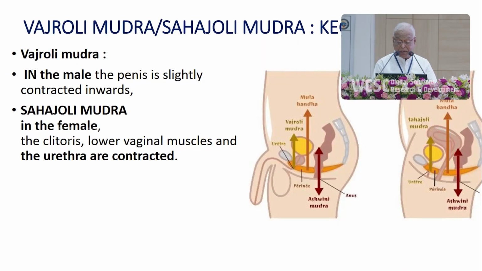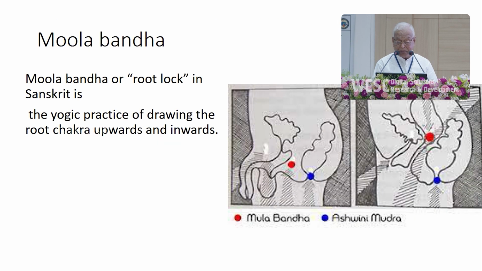So, the Vajroli Mudra, when it is used in male, it is called Vajroli Mudra. When it is mentioned in female, it is Sahajoli Mudra. And next, I finished Vajroli Mudra, then comes the Mulabandha. In Sanskrit they call this root lock. From this lock only we release all the energies throughout the body.